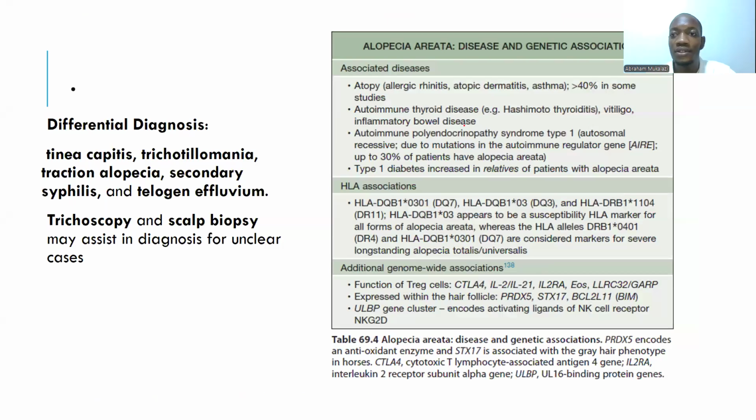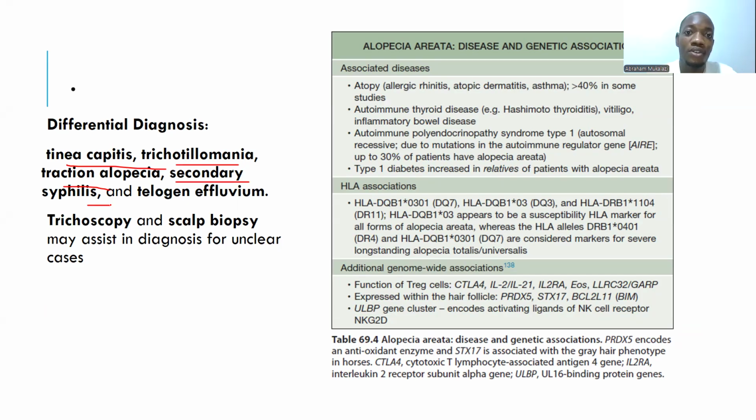So when you look at the differentials, which other things you have to think about in case you made a diagnosis of alopecia areata, we have things like tinea capitis, trichotillomania, that's a psychiatric disorder where someone pulls out the hair, then traction alopecia for women who plait hair, then secondary syphilis, but in secondary syphilis, the type of hair loss will be of the moth-eaten type, like as if a moth has eaten the hairs. That's how it will appear in secondary syphilis. And then you also have to think about telogen effluvium as one of your differentials. So you have to do trichoscopy, and in trichoscopy, we shall see the features of alopecia areata just in a minute.